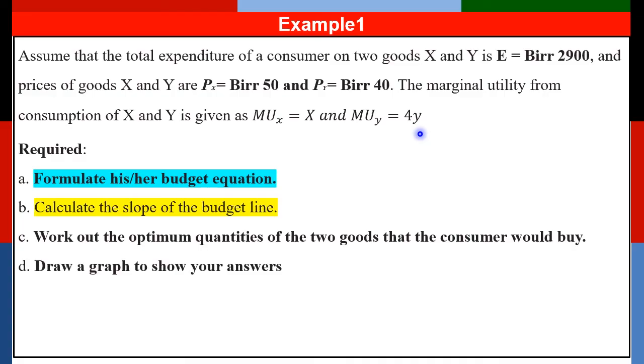So listen carefully to understand or to do your exercise, which is given for you at the end of chapter 1. What is required? Formulate his or her budget equation, calculate the slope of the budget line, work out the quantity of the two goods that the consumer would buy, and the fourth one, draw the graph to show your answer. Draw the graph of what? Graph of the budget line. So let's do it together.